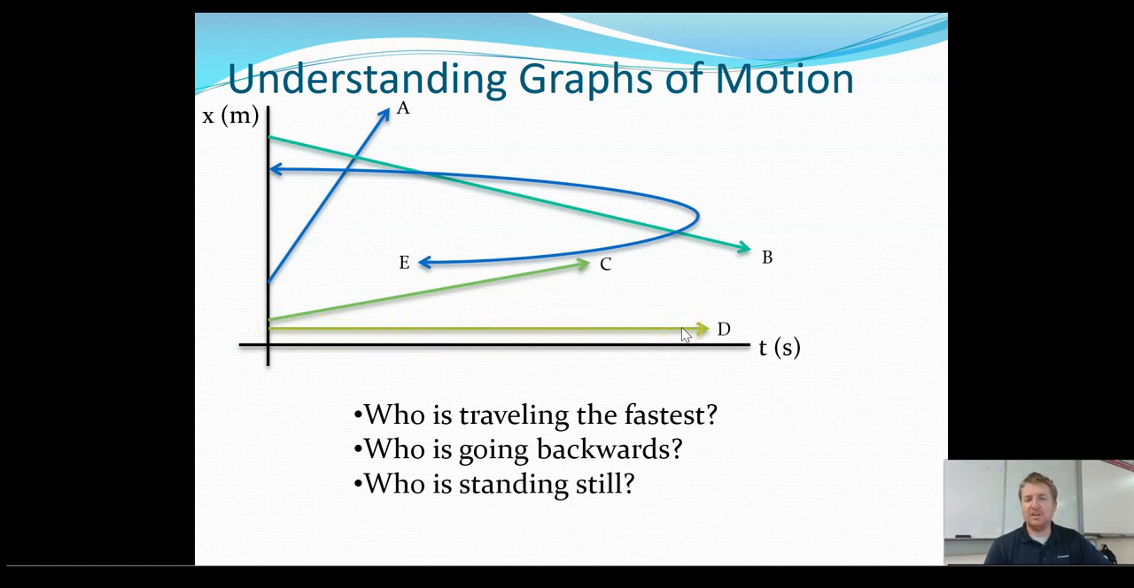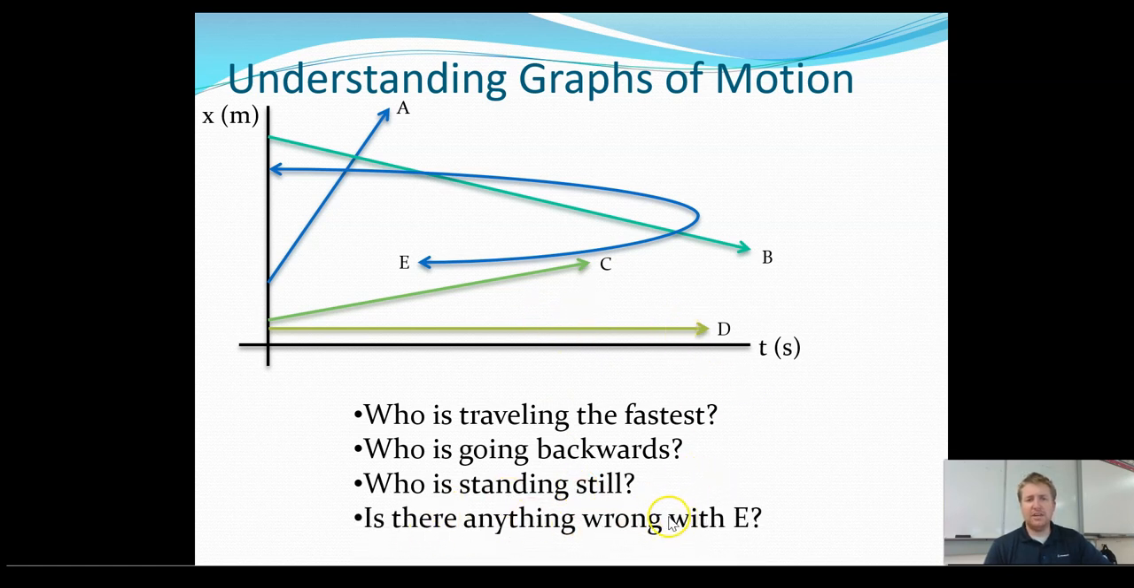We also know this because what is the slope? It's our rise over run. Our rise is 0 because we're not rising any. And so 0 divided by anything is still 0. So we have 0 slope, so we're not moving at all, so we're standing still with D.